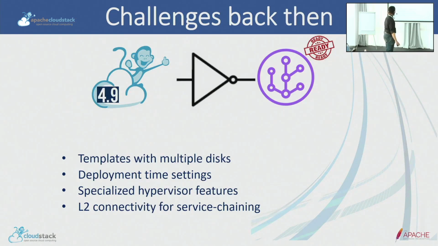So the challenges that myself and others had back then around CloudStack 4.9, it wasn't really VNF ready. VNFs came with templates, with multiple disks, settings that you had to enter at deployment time, specialized features of hypervisors, like passing PVLANs or promiscuous mode. It was really the network service providers, the vendors, trying to adapt what they had in hardware to the virtual world, and it wasn't really ready yet, and CloudStack wasn't ready for all these different things. And later connectivity, service chaining, which is really key nowadays.